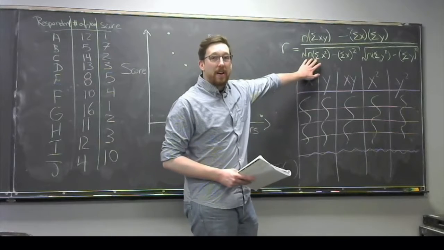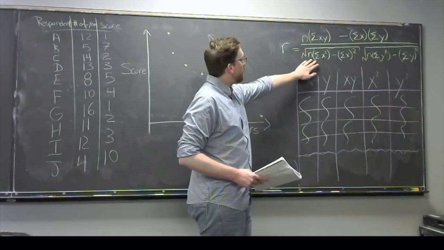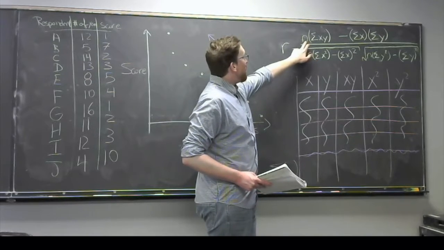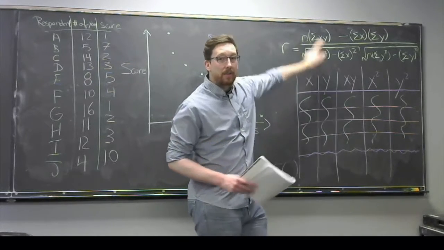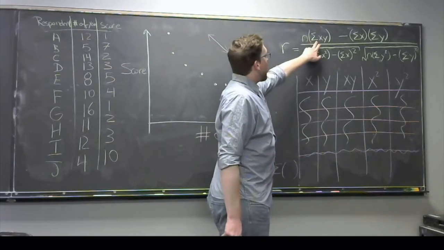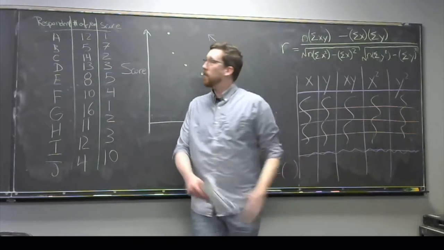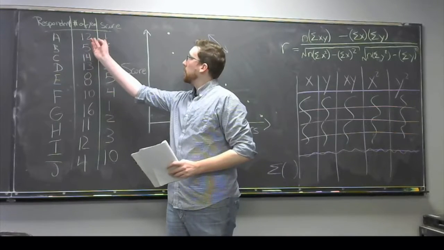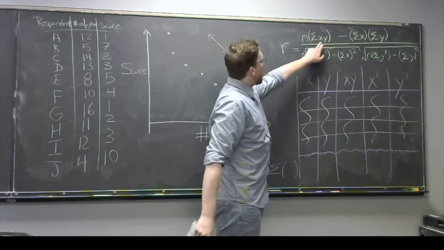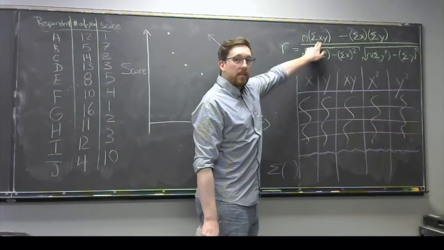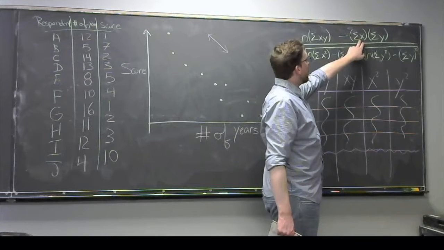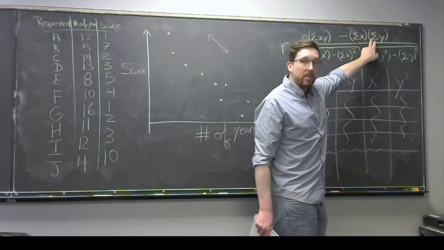To find the R value of a scatter plot, what we do is take the number of values, so the number of data points, and multiply it by the sum of our X and our Y values together, right? So we're multiplying X and Y together, taking the sum of that. Then we're subtracting the sum of the X values times the sum of the Y values.